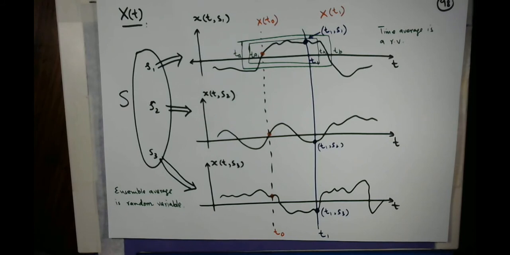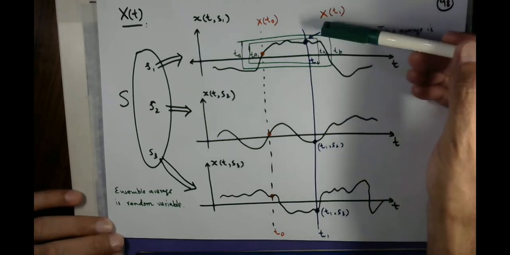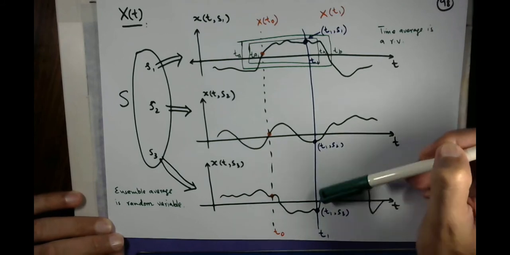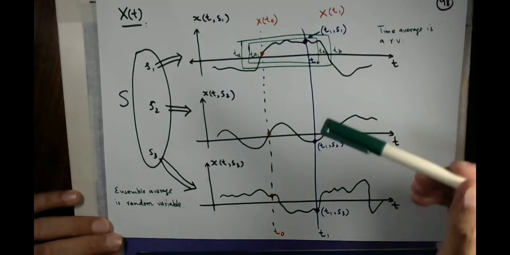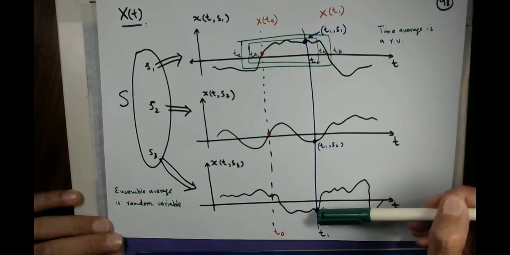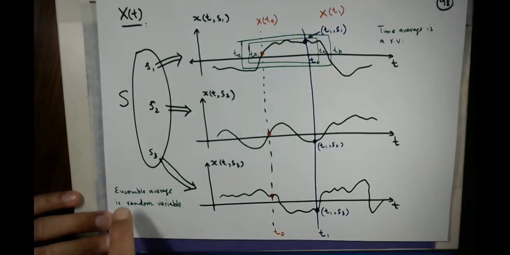So now we see 2 more concepts, the ensemble average and the time average. The average of this random variable taken over all the ensemble, which means this value and this value of the random variable, is called the ensemble average.